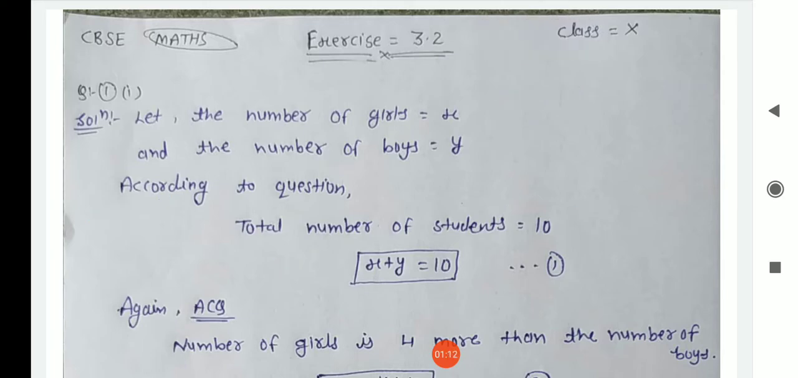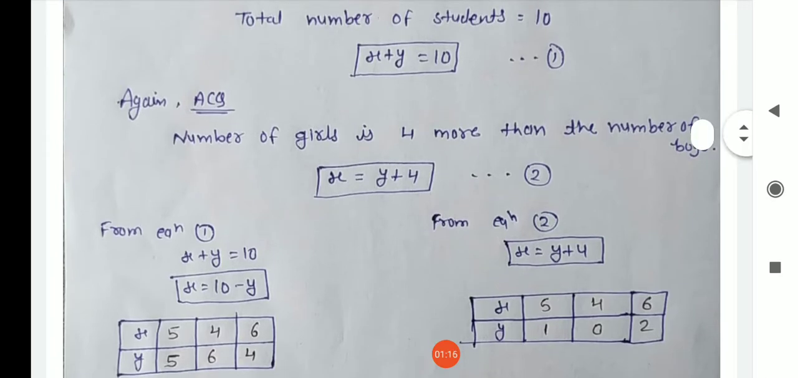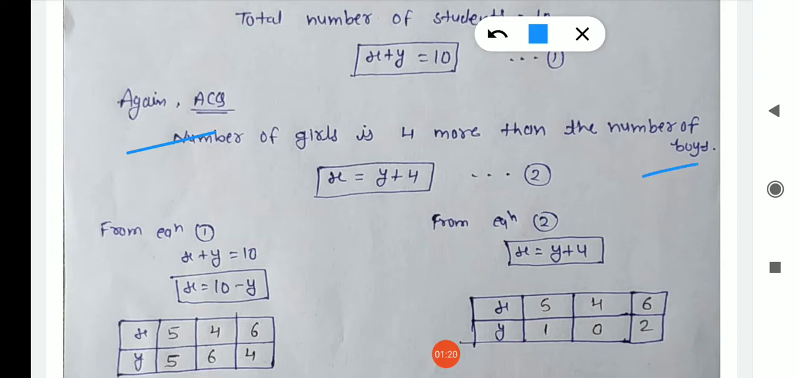Now, again according to the question, the second thing is the number of girls is 4 more than the number of boys. We let the number of girls be x, and x is 4 more than the number of boys. We let y equal boys. So x equals y plus 4. It is our second equation. And the first is x plus y equals 10.